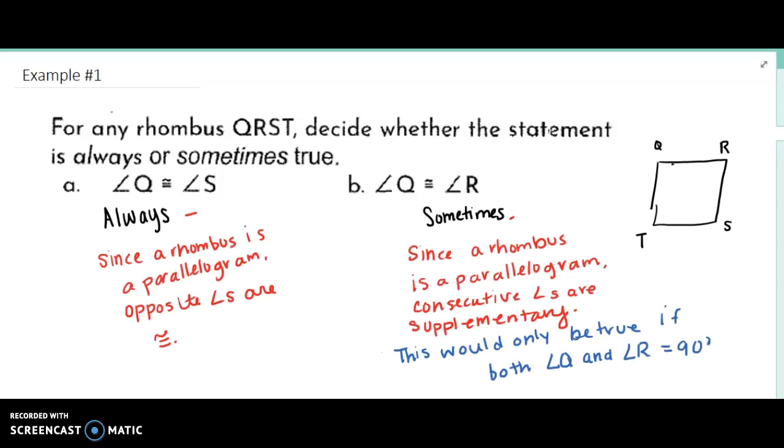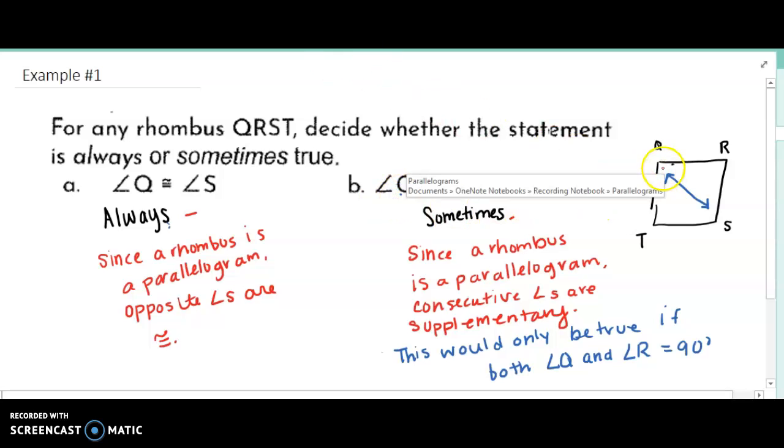All right, guys, so the first thing I did, and you should also, is draw out rhombus QRST. What you would see is angle Q and angle S are opposite angles. And we know that a rhombus is a parallelogram and therefore has all the properties of a parallelogram. So this would always be true because in parallelograms, the opposite angles are always congruent. Part B, you want Q and R congruent. So are these 2 angles congruent? And this is a sometimes, not usually, but sometimes they can be.